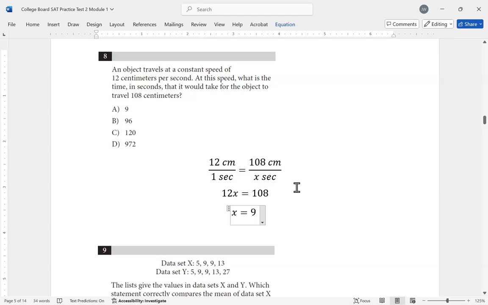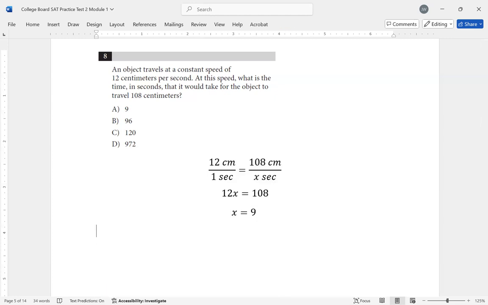You can do this by multiplication of ratios. If I start with 108 centimeters, then I can multiply by some conversion where I have centimeters on the bottom and seconds on top, and that'll give me seconds. Well, we know the speed is 12 centimeters for every 1 second. And so if I do that multiplication this way, the centimeters cancel out, and I'll get out seconds.